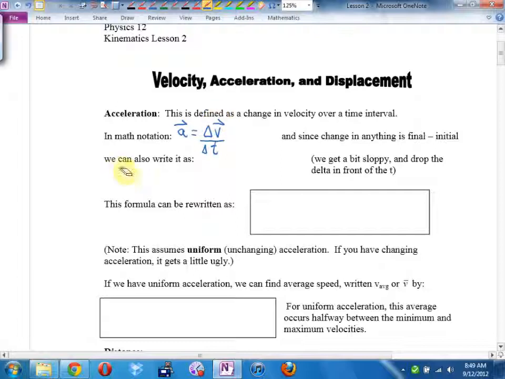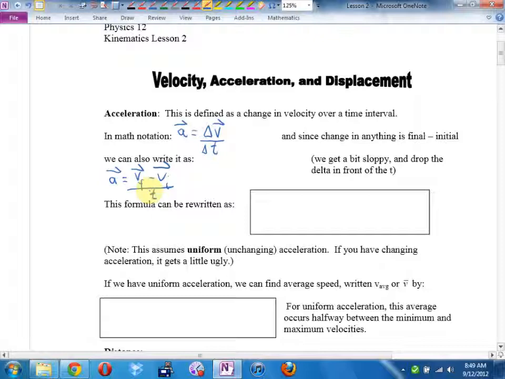We can also write it as acceleration equals V final minus V initial, and then we get sloppy with the time, because time is always a change in. We drop the delta in front of the t, because there's no way to do a time without a final and an initial, without starting and stopping. So over the years, we just get tired of it.